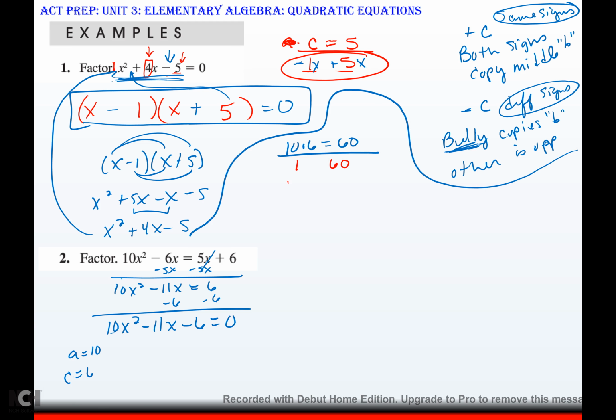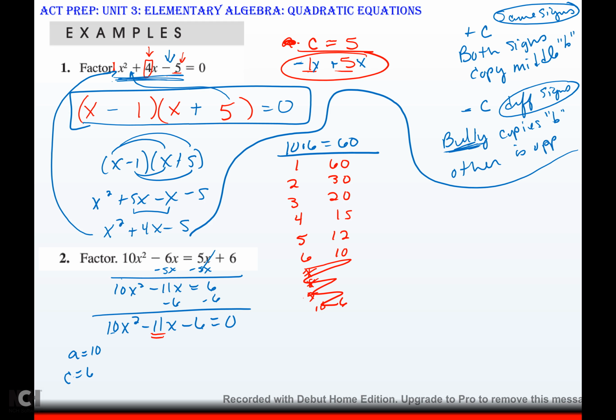1 and 60, 2 and 30, 3 and 20, 4 and 15, 5 and 12, 6 and 10. 7 doesn't go, 8 doesn't go, 9 doesn't go, 10 goes 6 times. I'm starting to repeat. So these are all my possibilities, and I need the pair that will make 11.